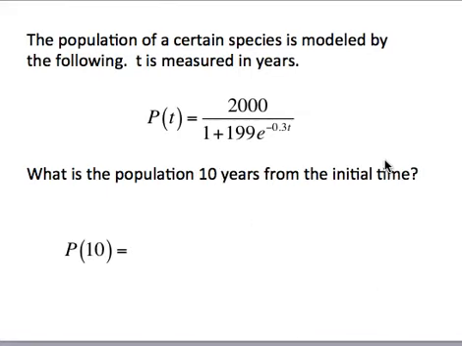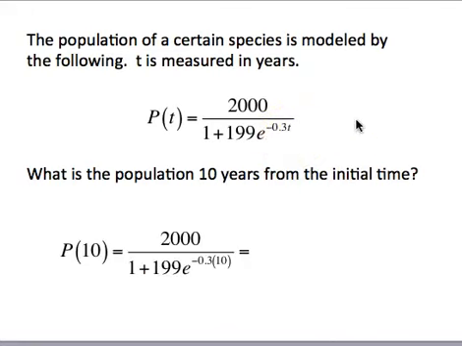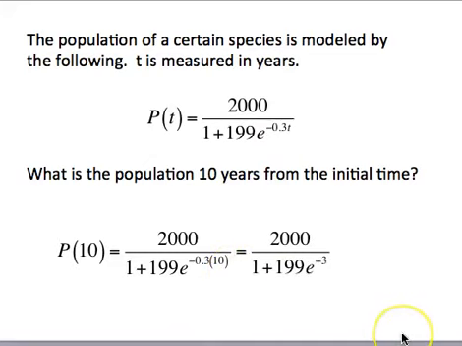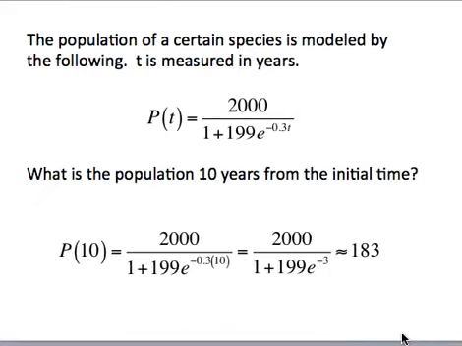Okay, our next question is, what is the population 10 years from the initial time? That's going to require us to plug a 10 in for t. That'll be negative 0.3 times 10, which is just negative 3. So we get 2,000 over 1 plus 199 e to the negative 3, which if you had no calculator, as far as you could go. But with a calculator, you can see that that's approximately 183 individuals. So we grow from 10 to 183 in 10 years. And as we get closer and closer to infinity, we know it will grow to approximately 2,000.